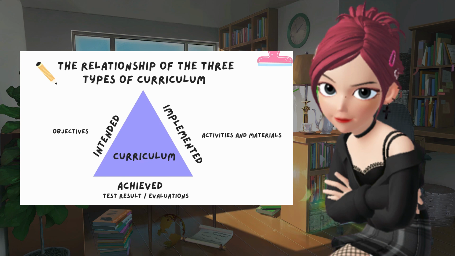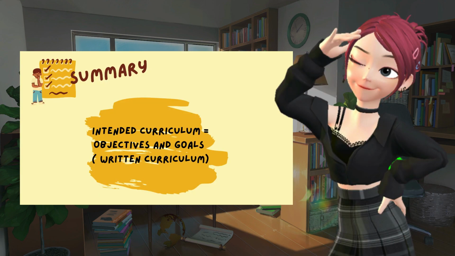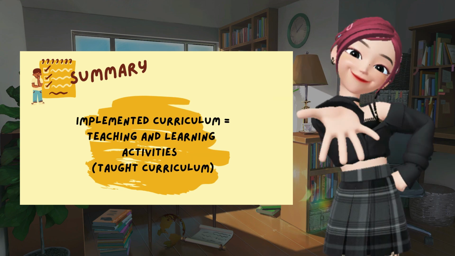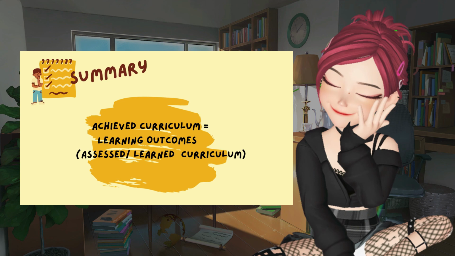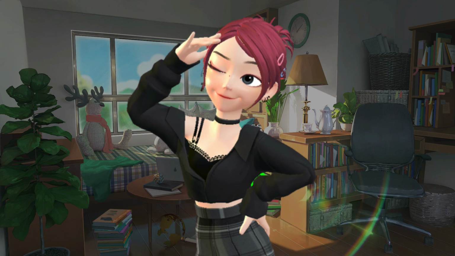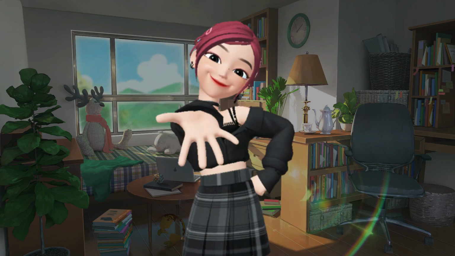To sum it up, the intended curriculum refers to the planned objectives, goals, and purposes set at the beginning, while the implemented curriculum refers to the various activities conducted for the purpose of accomplishing the objectives. Finally, the achieved curriculum is the learning outcomes as measured by the learning performance. These three types of curriculum should be evaluated in order to find out if they match well with one another to accomplish the desired outputs.